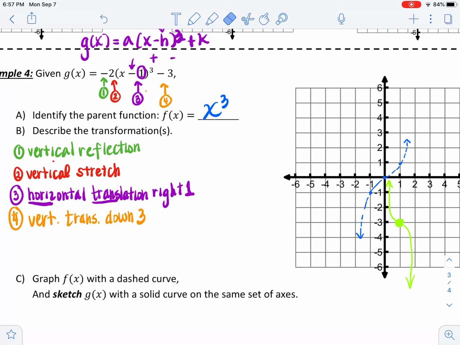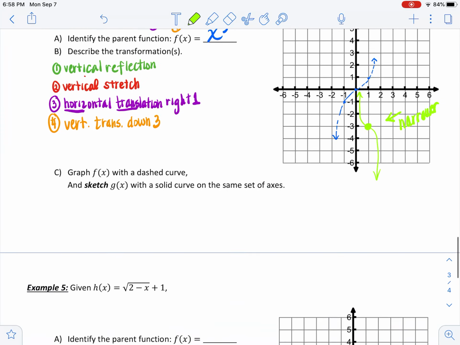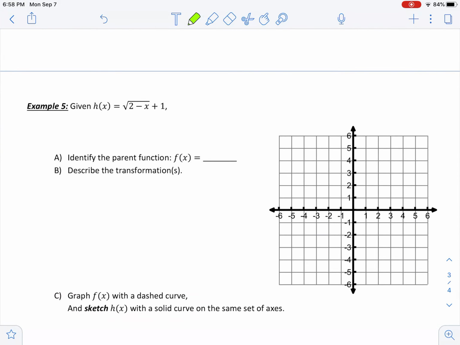Let me get my eraser out to erase that little point right there. Now, you might be looking at it and be like, I can't even tell that it's narrower. So if you're taking your test and you want to make sure that we know that it's narrower, you can always put narrower off to the side. Okay? All right, so let's move on to the next one here.